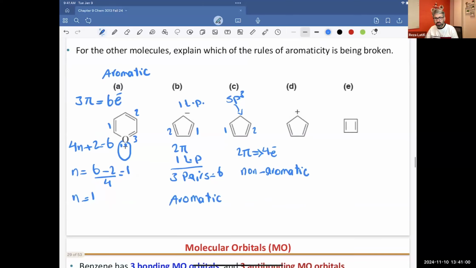Okay, and because one of the carbon atoms has sp3 hybridization, that means the molecule is non-flat, or not planar. And because it's not planar, it will be non-aromatic.